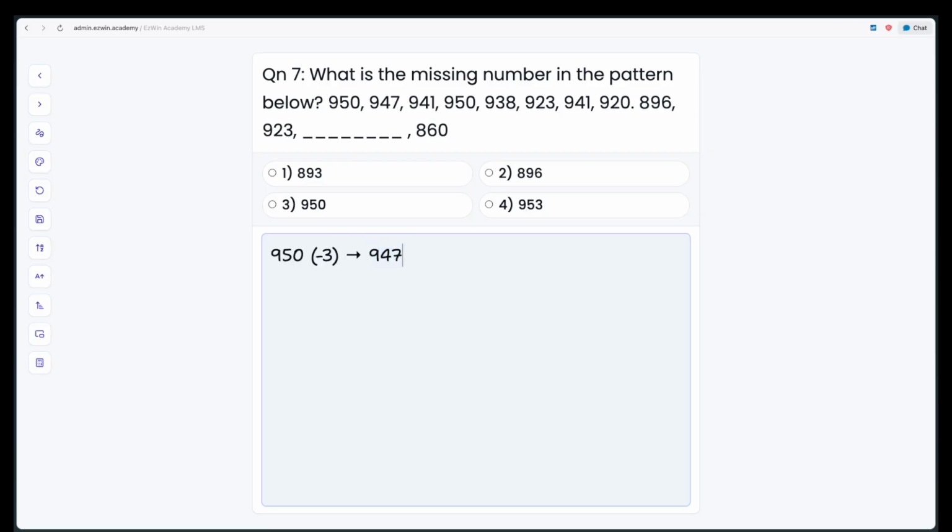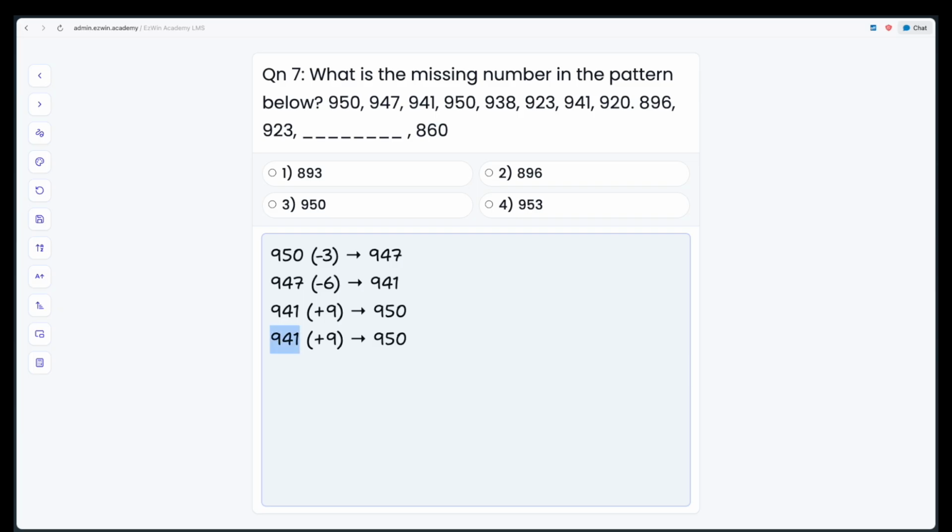Okay, that's the first one. What about 947 to 941? What do we do from 947 to 941? We minus 3. I mean, not 3. We minus 6. Okay, so let's move on to the next one. 941 to 950. Okay, now it's a bit different. 941 to 950 is plus 9.